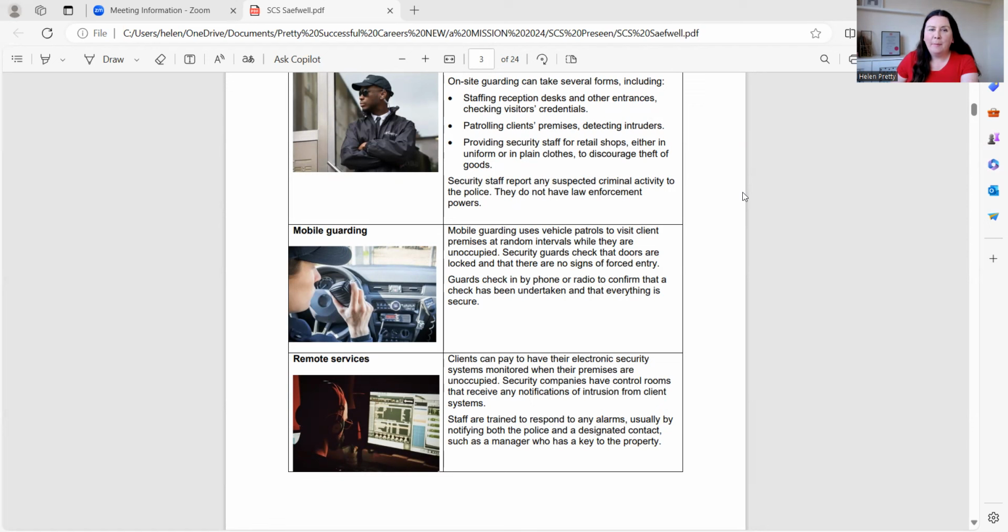Security Service 3, remote services. Clients can pay to have their electronic security systems monitored when their premises are unoccupied. Security companies have control rooms that receive any notifications of intrusions from client systems. Staff are trained to respond to any alarm, usually by notifying the police and a designated contact, such as a manager, who has a key to the property.